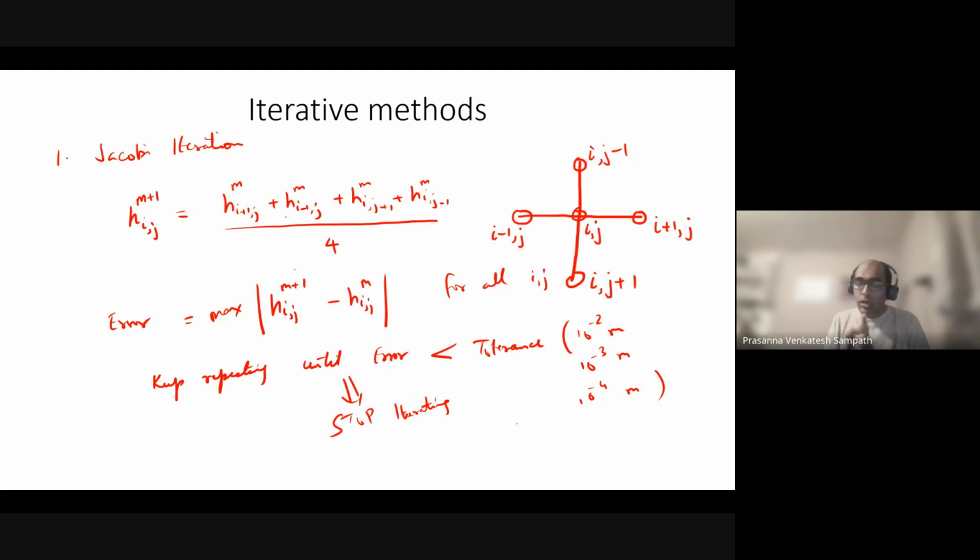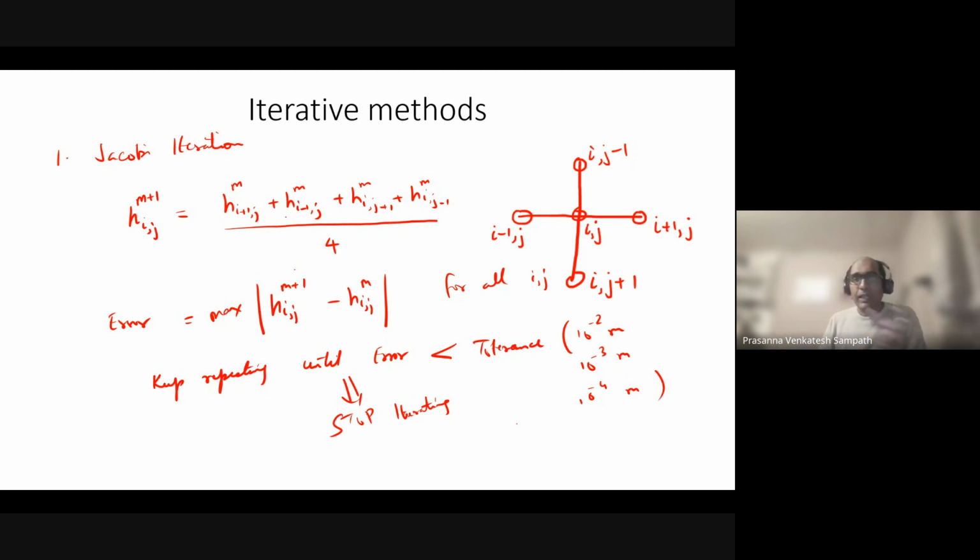Now, our domain is divided up into a number of rows and columns, a number of cells. Each cell has an ID which goes by I comma j, the column number and the row number and so on. If the maximum value of this error is less than a certain tolerance, then you stop iterating, which means that across all the cells, if the maximum difference between two successive iterations falls below a certain tolerance value, then you consider that the method has converged to the solution and therefore you stop.